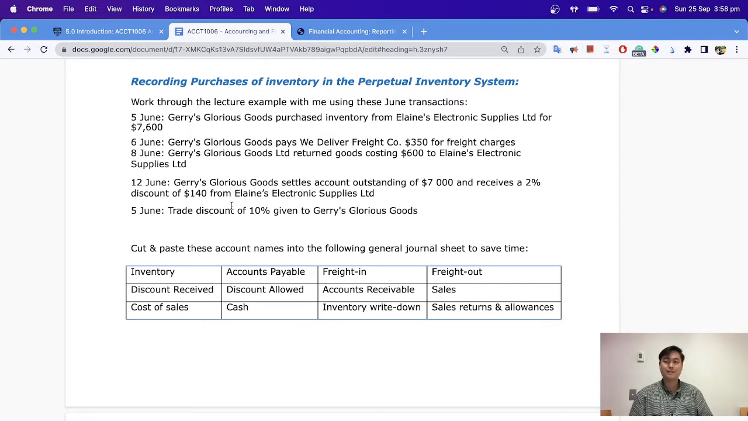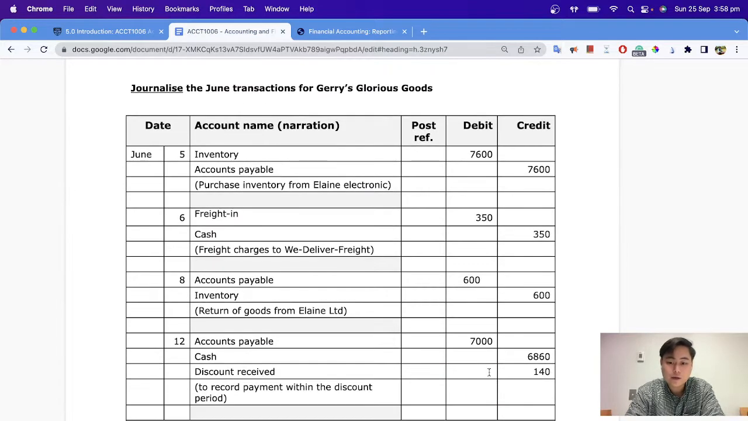Remember the terms of discount: 2% within 14 days, or 2% within how many days. Otherwise, this is the amount that you have to pay, right? So 2% received, so 1% will be 70, so 2% will be 140, and then there we go.